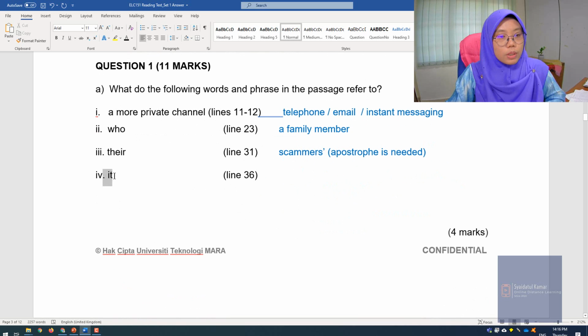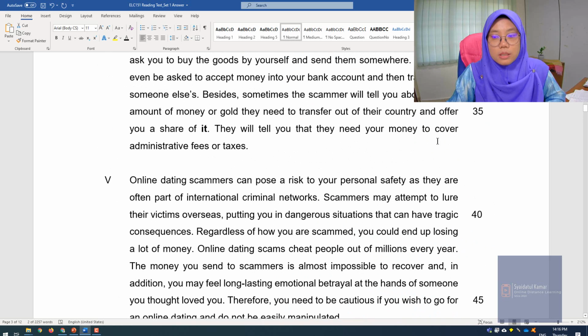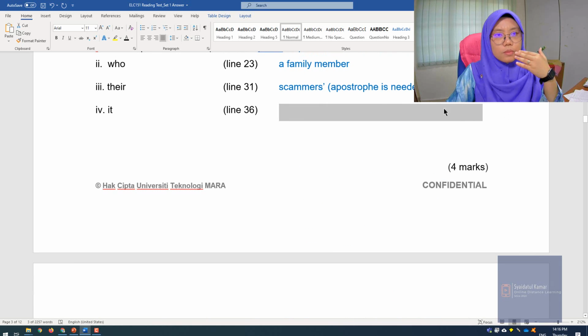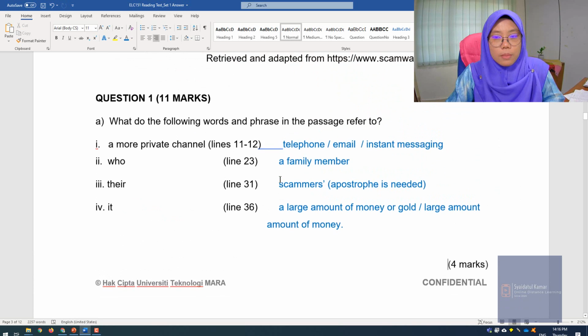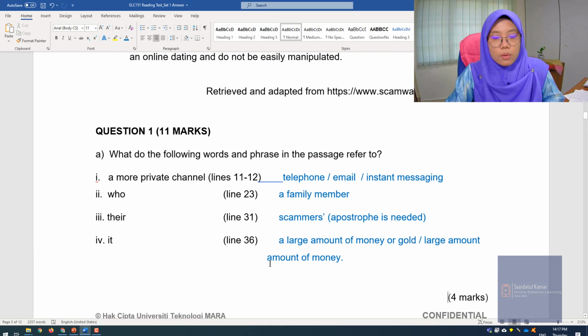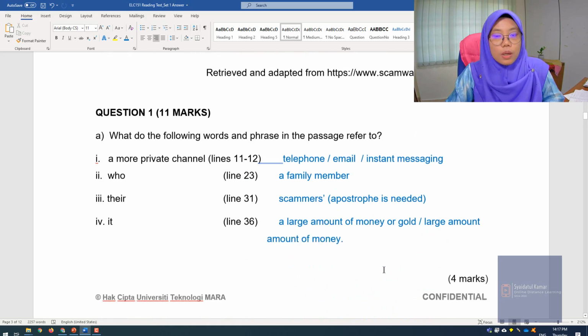Okay, and the last question, the word it. It in line 36. Besides, sometimes the scammer will tell you about a large amount of money or gold they need to transfer out of their country and offer you a share of it. A share of what? I think the answer is this one. Now let's take a look. So the answer is a large amount of money or gold.